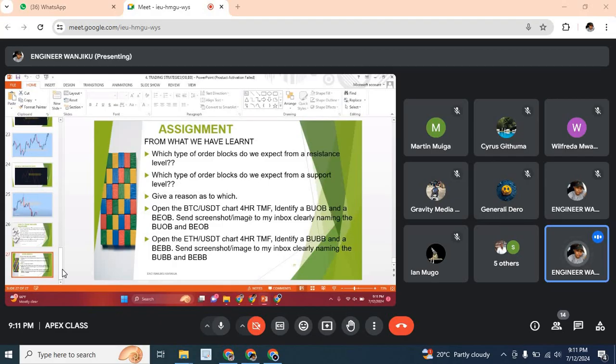Then the next question was, open the BTC USDT chart on the 4-hour time frame and identify a bullish order block and a bearish order block. So this was simple. Just go to the BTC USDT chart and identify a bullish order block, that is the last red before a significant buy, and also the last green before a significant sell. That is what we call a bearish order block.